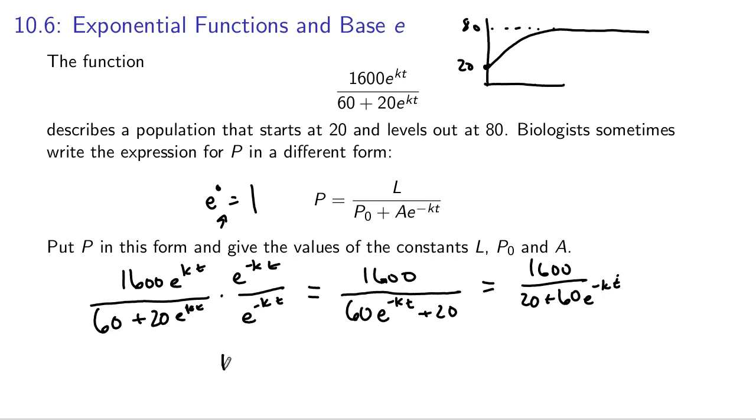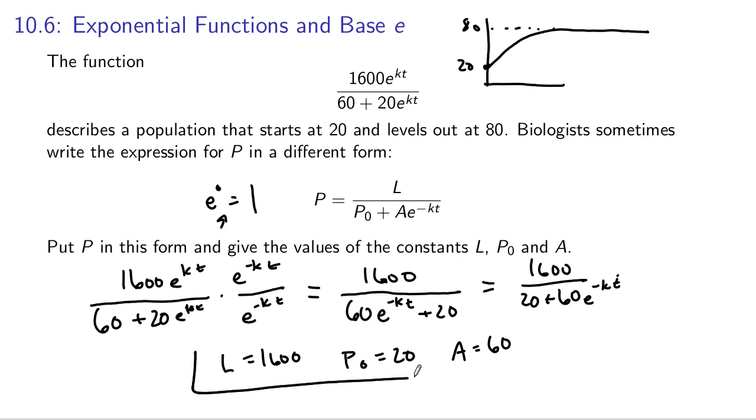Okay, so L is going to be 1600. P naught is going to be 20. And A will be 60. That's the answer to the part about identifying the constants. Putting it in the form is answered here.